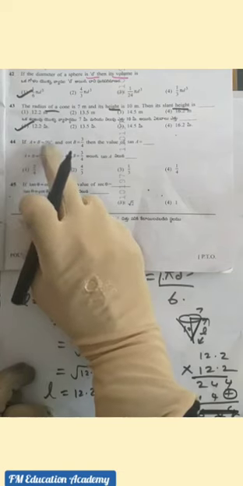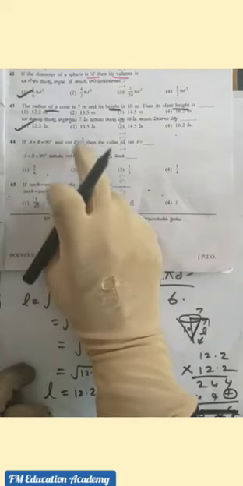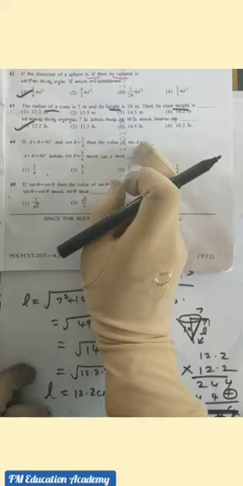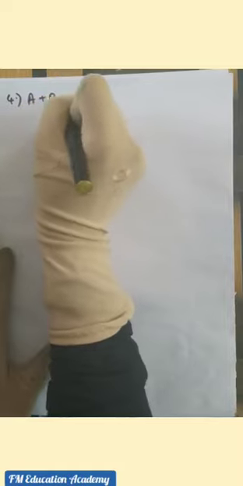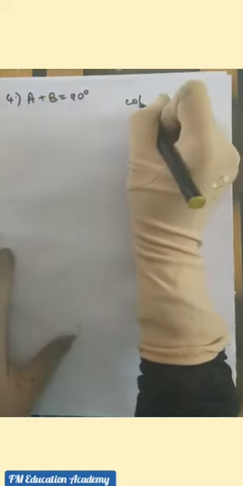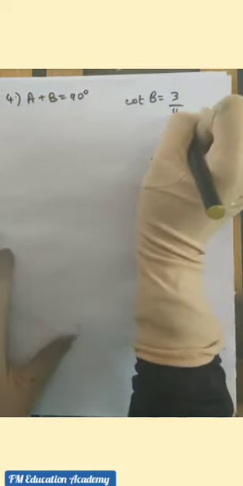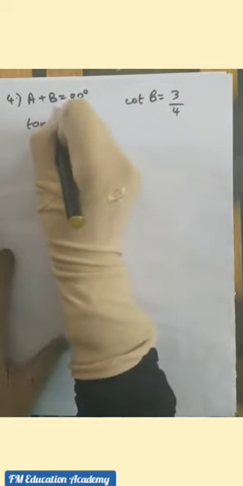Okay. 44th question. If a plus b is equals to 90 degree and cot b is equals to 3 by 4, then what is the value of tan a? Given a plus b is 90, okay, and it is also given that cot b is 3 by 4. If a plus b is 90, what we have to find out? We have to find out tan a.